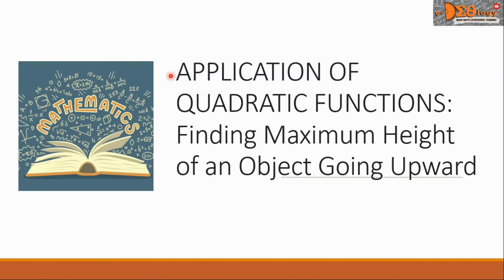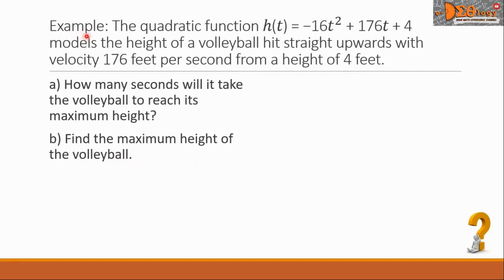Hi everyone, today we're going to study application of quadratic functions. Let us have this example. The quadratic function h of t equals negative 16t squared plus 176t plus 4 models the height of a volleyball hit straight upwards with velocity 176 feet per second from a height of 4 feet.